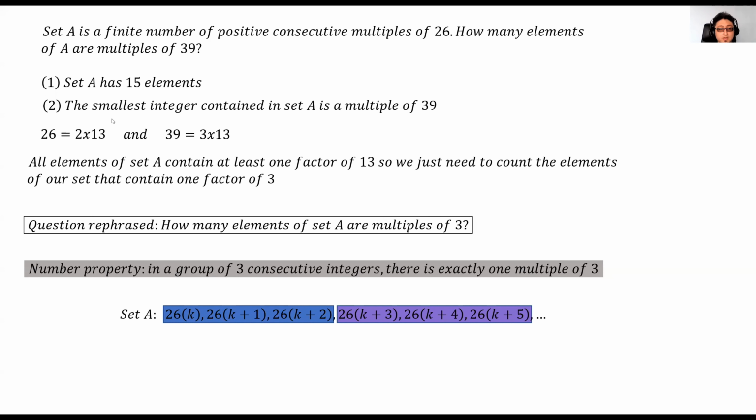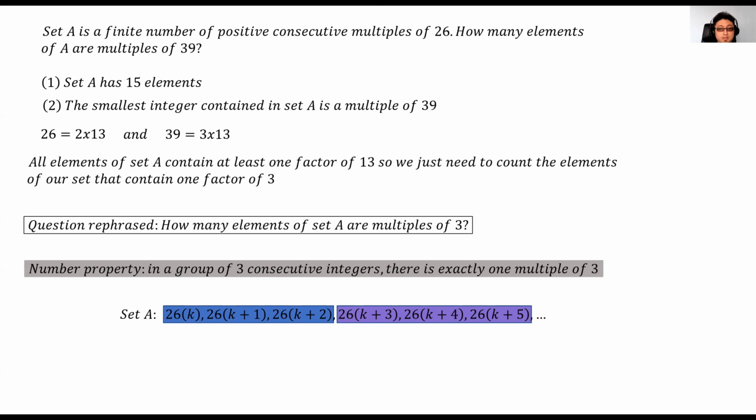Statement number 2 tells me that the smallest integer contained in set A is a multiple of 39. In other words, the first element here, 26 times k, is a multiple of 39. K must be a multiple of 3. On the next group of 3, my multiple of 3 will have the same relative position. It will also be the first of the group. So 26 times k plus 3 is also a multiple of 3. Consequently, a multiple of 39.